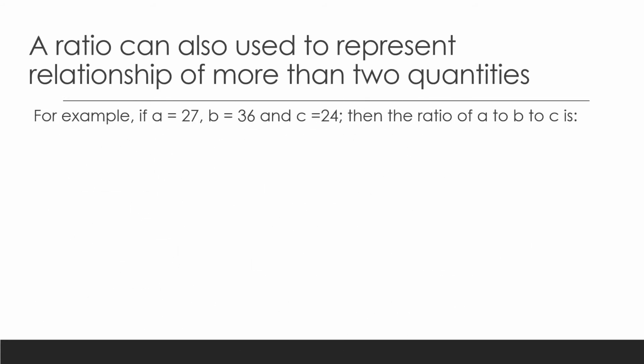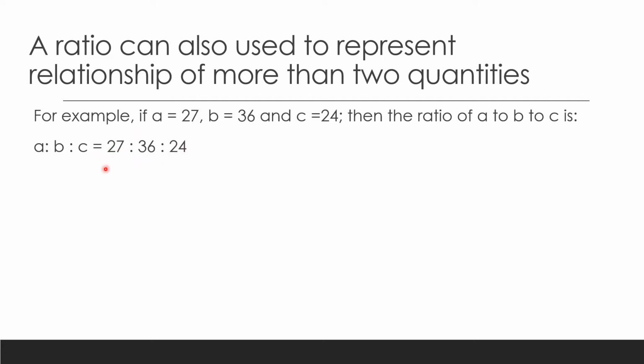Okay, so a ratio can also be used to represent the relationship of more than two quantities. For example, if A is equal to 27, B is equal to 36, and C is equal to 24, then the ratio of A to B to C is 27 is to 36 is to 24.